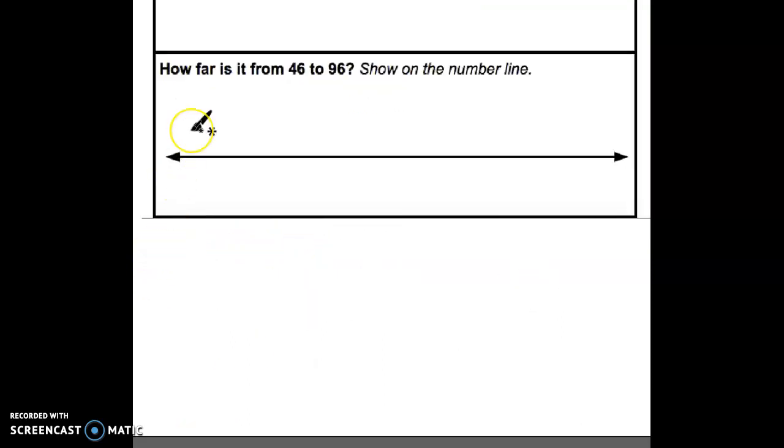Now we're going to do number 2 on our math worksheet and talk about how this is exactly the same as what you've been seeing all along. It's just written in a different way. How far is it from 46 to 96? Show on the number line. This is a subtraction equation. We could also look at it as an addition equation with a missing number, which means that how far is it from 46 to 96 can look like this.